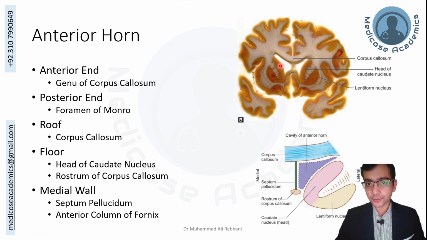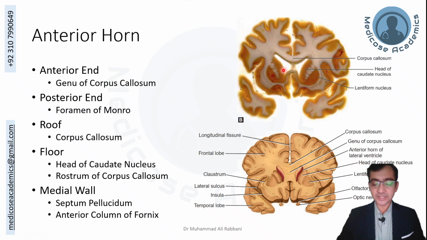In this picture, that is the actual tissue specimen. You can see the horn, the corpus callosum superiorly, the caudate nucleus inferolaterally, septum pellucidum medially, and here is the fornix. And here is the picture from Snell's, which most of you will be reading.